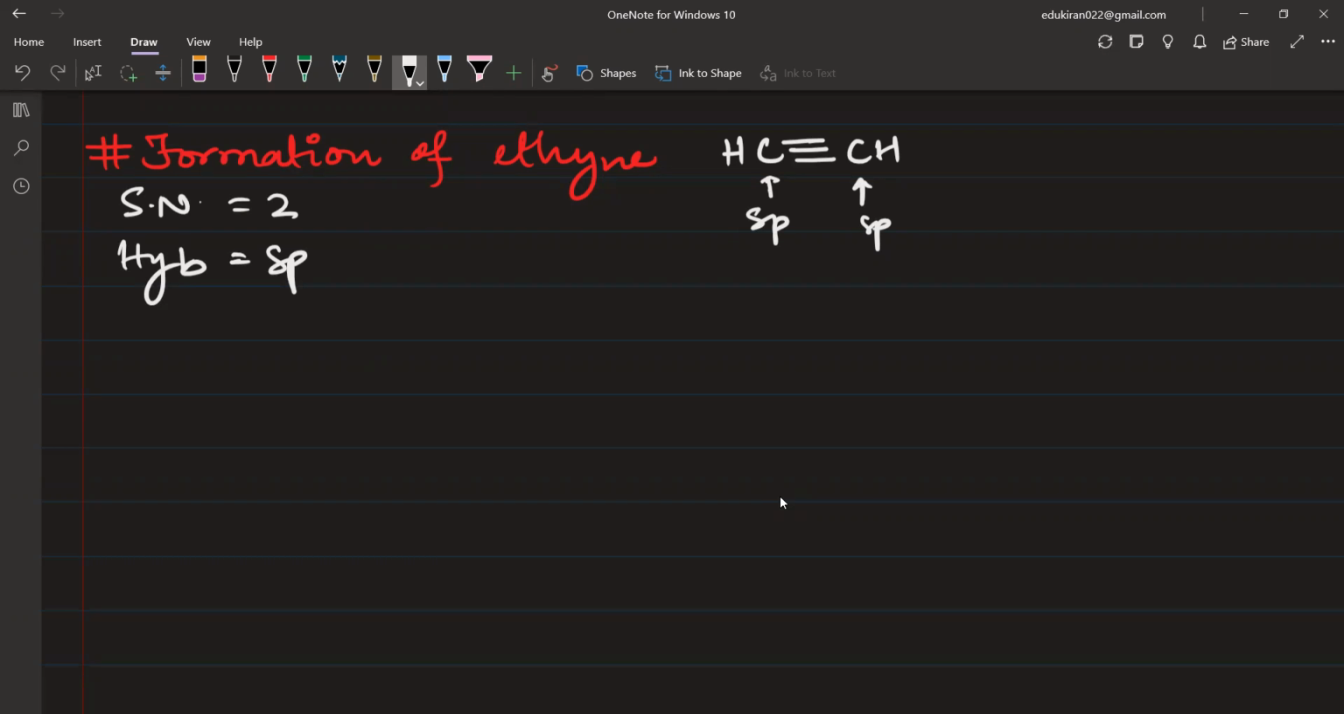Now the excited state. It is still making 4 bonds. Remember this, we need 4 unpaired electrons from it: 1, 2, 3, and 4.